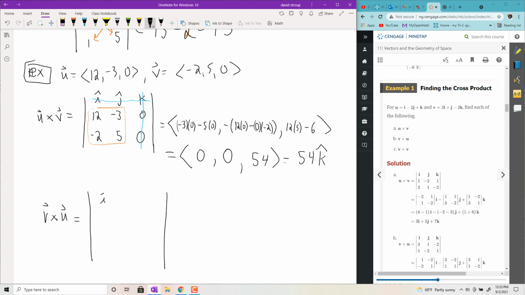All right, so i, j, k, negative 2, 5, 0, 12, negative 3, 0. And I guess the book doesn't really put it in component form. They always use the standard unit vector notation, but I like component form better. So the first component, cover up that stuff. It will be 5 times 0, which is 0, minus negative 3 times 0, which is 0, comma, and then the second component's always negative.